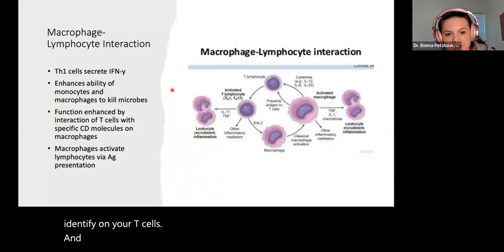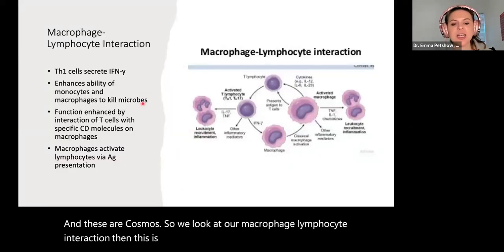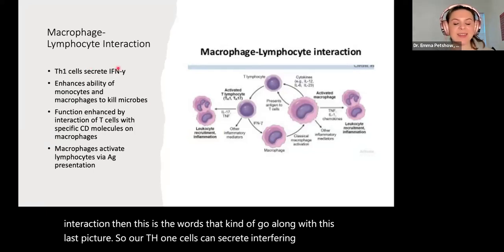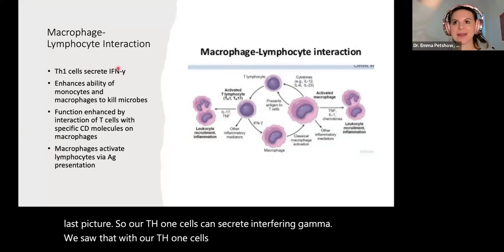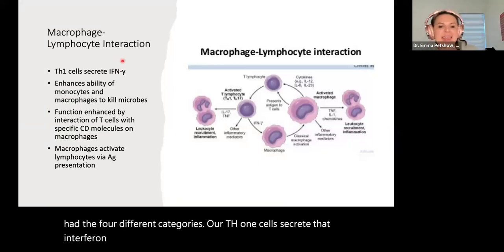Cytokines or co-stimulators. So when we look at our macrophage lymphocyte interaction, these are the words that go along with this last picture. So our Th1 cells can secrete interferon gamma. We saw that with our Th1 cells on that big slide where I had the 4 different categories. Our Th1 cells secrete that interferon gamma cytokine, or essentially a chemokine.